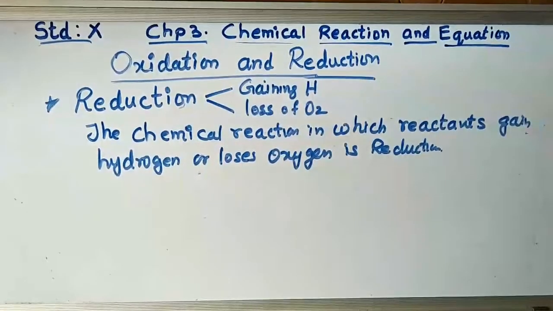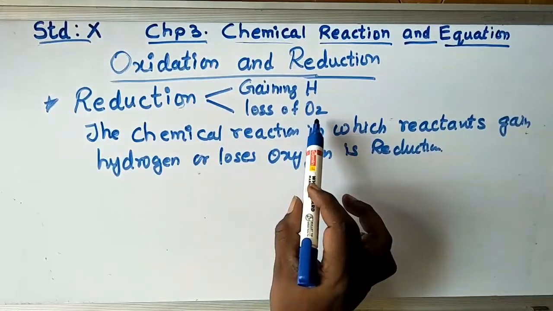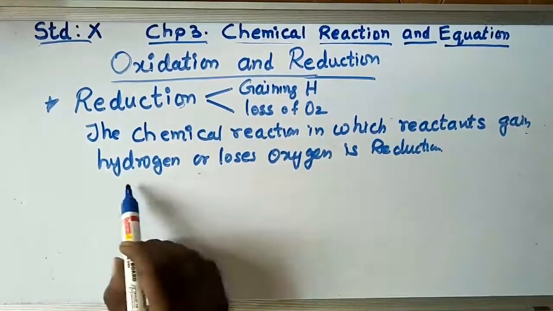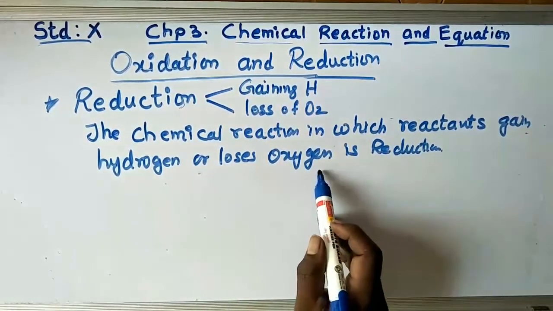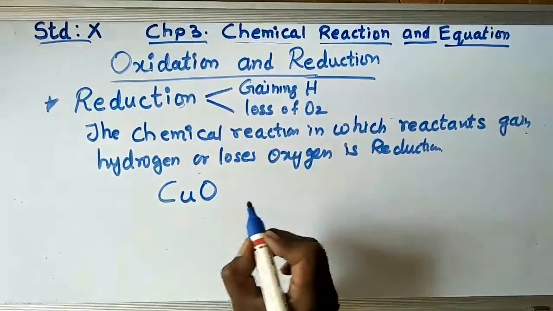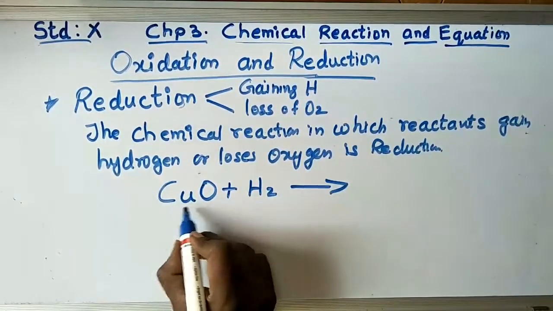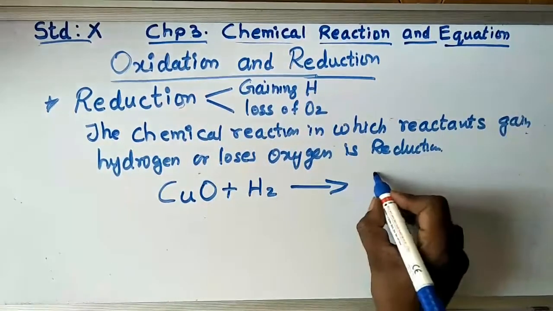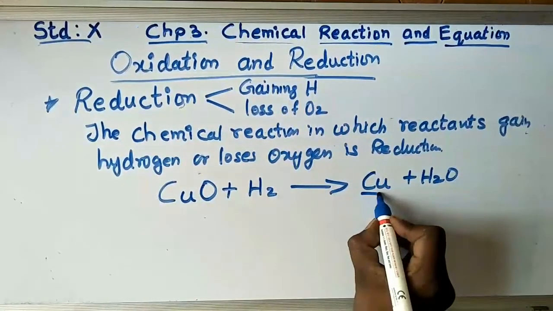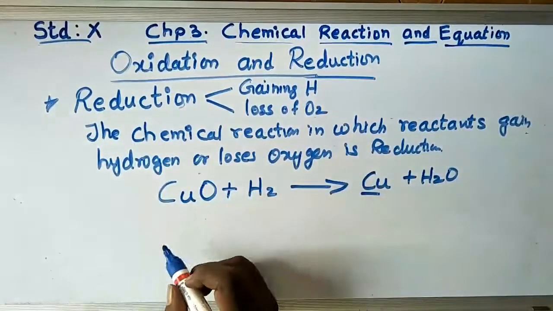Now reduction. Reduction means gaining hydrogen or loss of oxygen. That means either one takes place. The chemical reaction in which the reactant gains hydrogen or loses oxygen, we call it reduction. Let's take one example: copper oxide plus hydrogen. Here copper is having oxygen. But on the product side only copper is there plus H2O. That means copper is losing the oxygen. So losing oxygen means it is reduction.